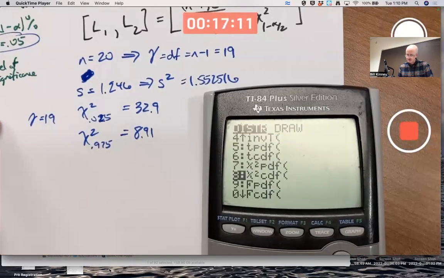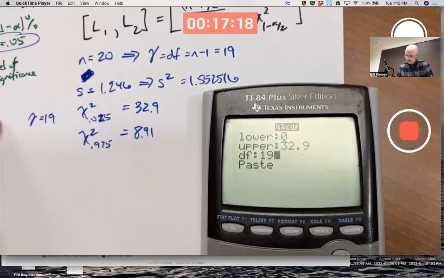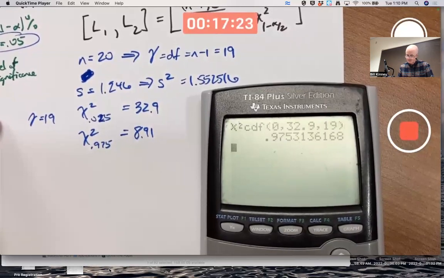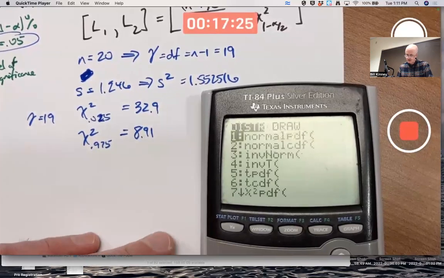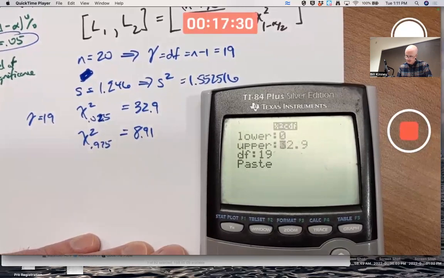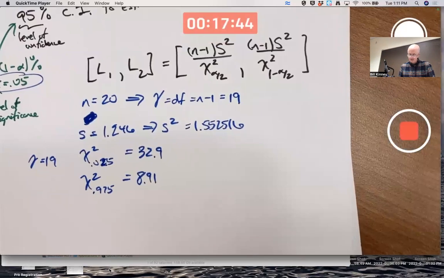Let's check those. We should get approximately 0.975 here. Yep. And with the other one, we should get approximately 0.025. This is giving CDF values. Now use all these numbers and plug in the formula.